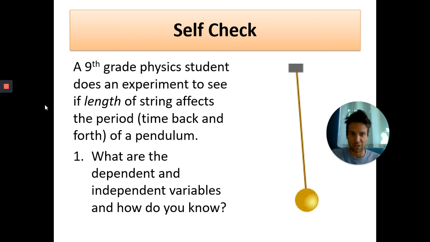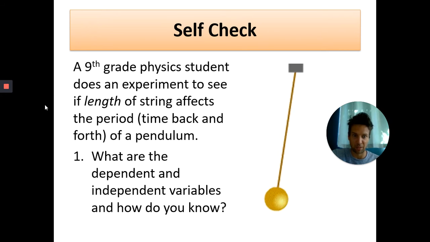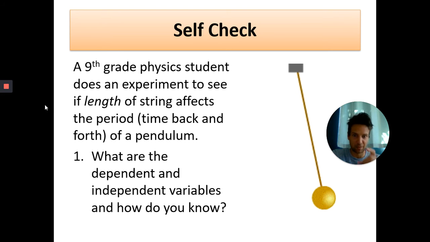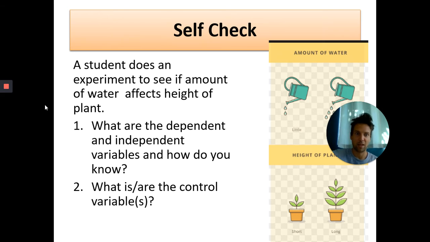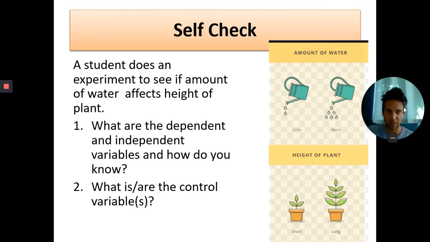The dependent variable, this is what you're measuring. This is the period of the pendulum, or the time it takes to move back and forth, okay? Because that's what you're measuring, all right? Let's do one more check here, okay?